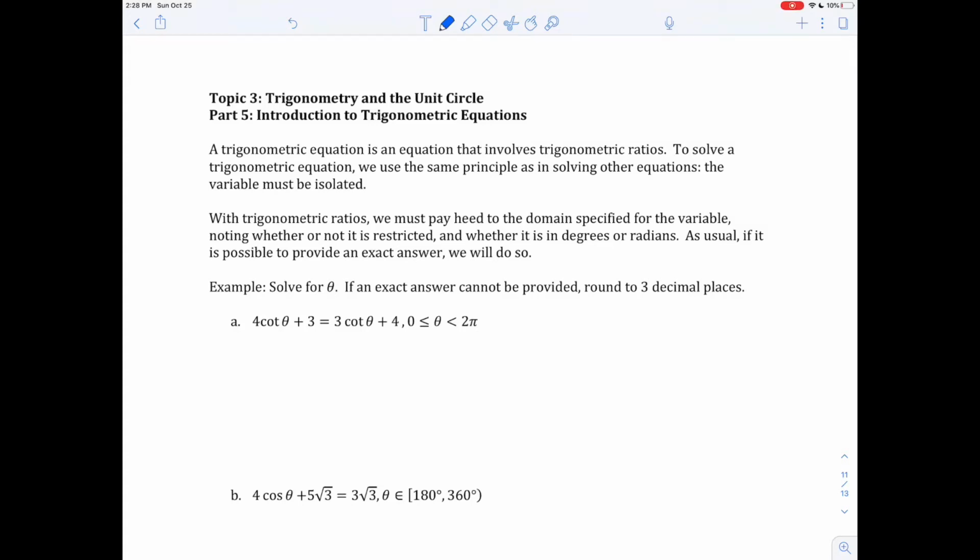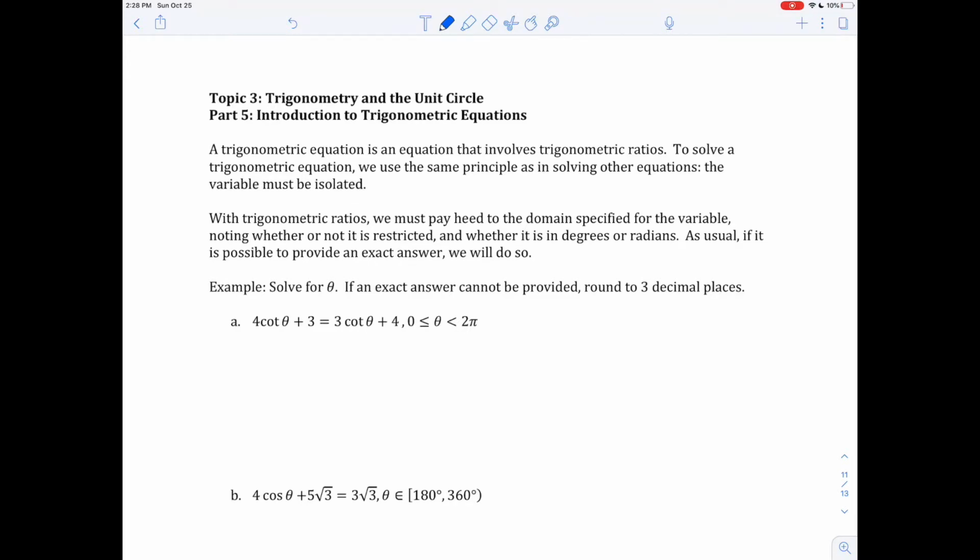Welcome to the last part of this first glance at trig this year. So we're going to look at some trig equations. Some of these could appear in a calculator section, some could appear in a non-calculator section. We'll have to be familiar with both.